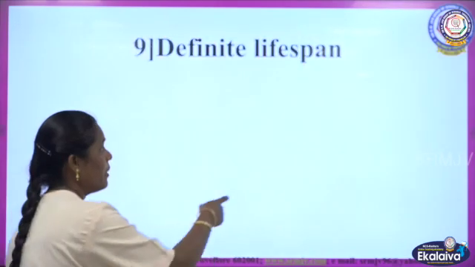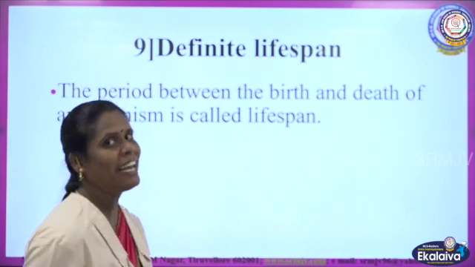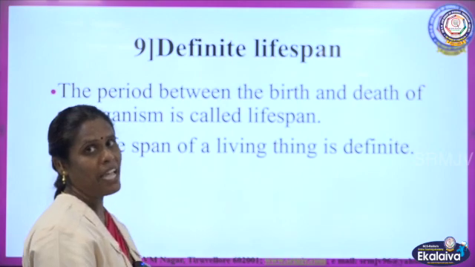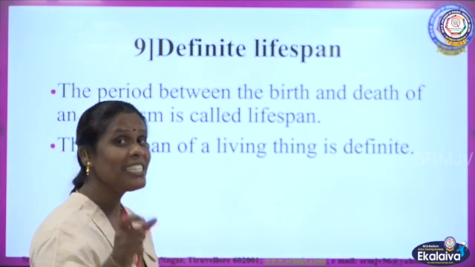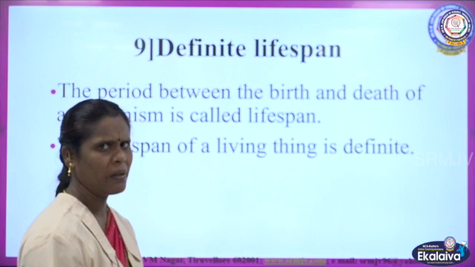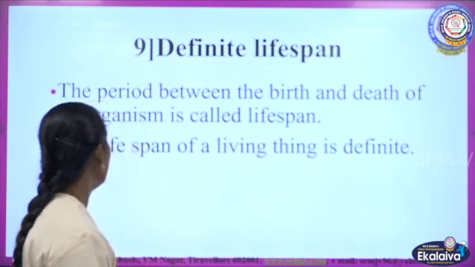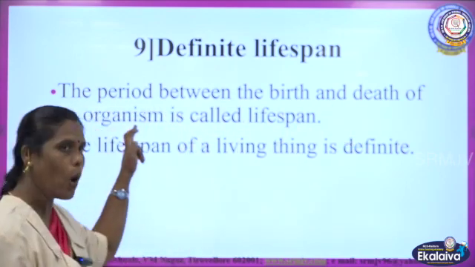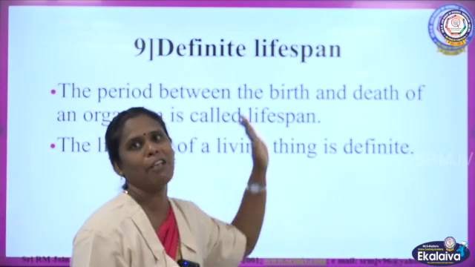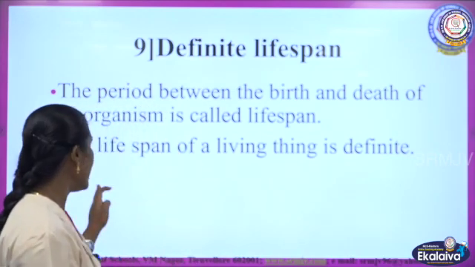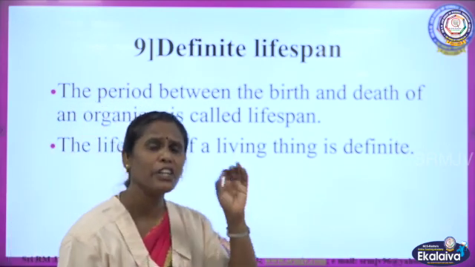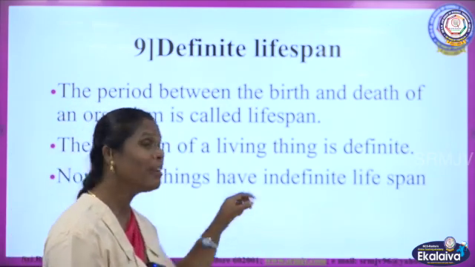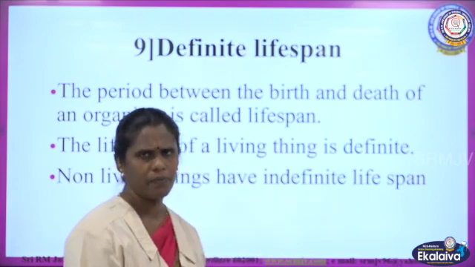Then, now we are in the final characteristic. Here see, definite lifespan. Living things have a definite lifespan. What is lifespan? The period between the birth and death of an organism is called lifespan. You see, the lifespan of living things is definite, but non-living things have indefinite lifespan.